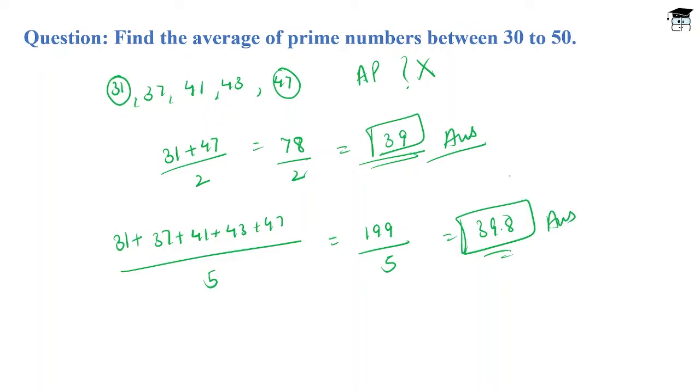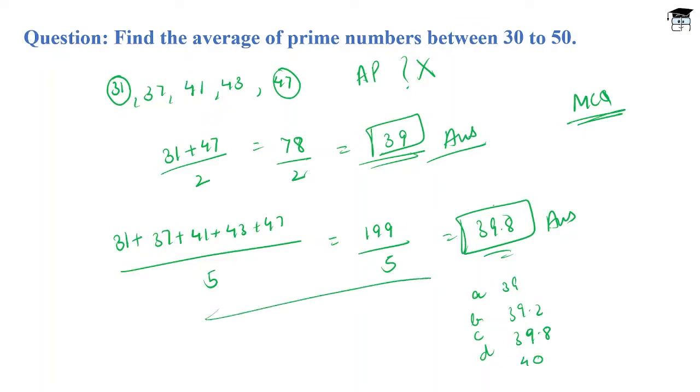But in the exam, you'll get MCQ type questions. Now, if you have the answers in just the digit forms, no decimals, alright, then it is easy. But if you have options like A, B, C, D, like 39, 39.2, 39.8 and 40, so then what would you do? Now you will see that some decimals are given. So you will solve it by this method to actually calculate the answer.